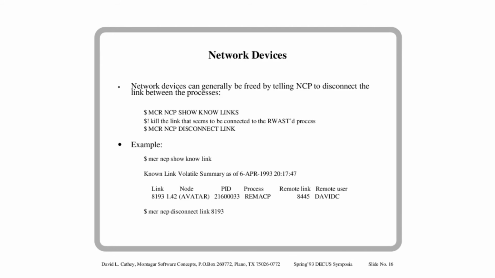All we have to do in this case is, instead of killing the link from the RT side, go in the back door and kill it from the DECnet NCP side. Generally, this is done by doing an NCP SHOW KNOWN LINKS. This will give you a list of all current DECnet links on the system. Once you have that list, look for the one for processes called REMACP with the proper remote user, and then you can disconnect that link number.